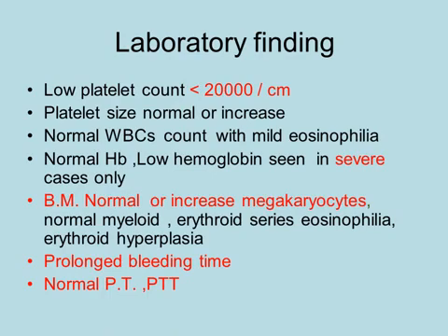The lab finding, of course, the platelet is low. In general, it is less than 20,000 per cubic millimeter. Their size either normal or large. The white cell count normal with mild eosinophilia. Normal hemoglobin, unless there is severe bleeding where the hemoglobin is low. The bone marrow normal or there is increase in the megakaryocytes. Normal myeloid and erythroid series with eosinophilia and erythroid hyperplasia. The bleeding time is prolonged while the PT and the PTT are normal.